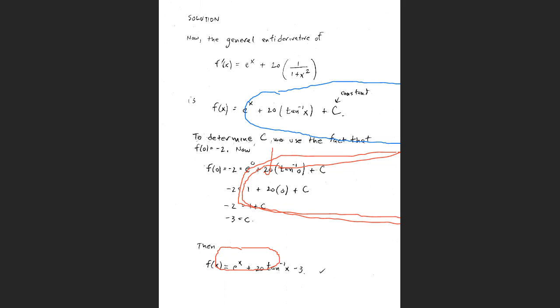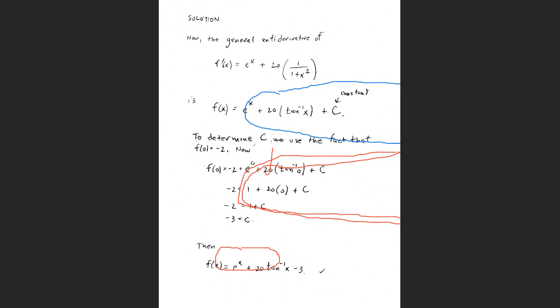So that creates a family of antiderivatives and a family of functions that you can graph, just like the picture you saw in Figure 1 in section 4.8. We could graph this family of antiderivatives.